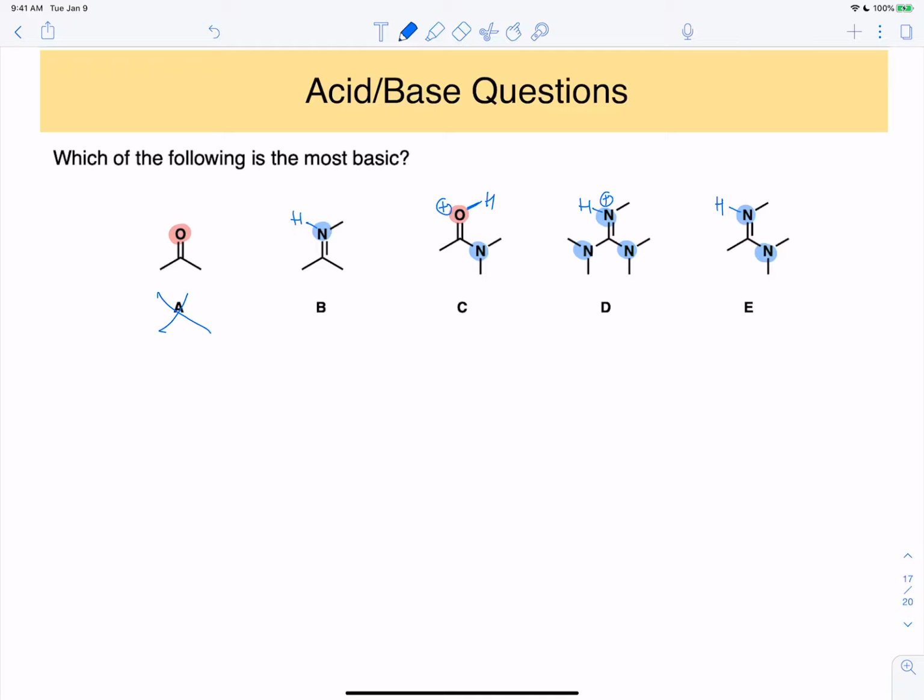If we look at D and E, note that now these both introduce resonance stabilization. That means E will certainly be better than C, because putting the charge on 2 nitrogens will be better than on a nitrogen and an oxygen. Also, 1 nitrogen won't be as good as 2 nitrogens. And in the case of D, this guanidine, we can share this charge on all 3 nitrogens equally through resonance, whereas E only has 2. So D will have a highly resonance stabilized conjugate acid, which means the parent guanidine was the most basic.